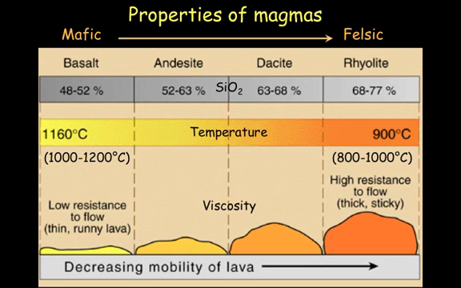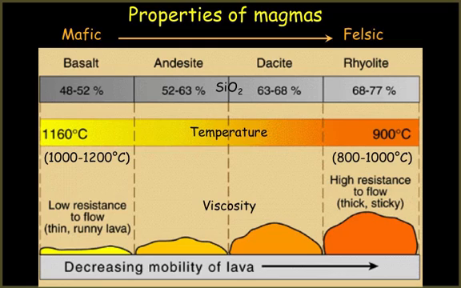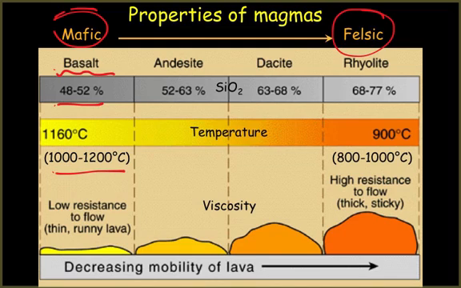Let's just look at the various properties of magmas, and this on the left-hand side of this diagram is looking at more mafic lavas versus more felsic lavas or magmas. So we're starting with a basaltic lava or a basaltic magma. Those have silica contents on the order of 50%. And those lavas are also very hot in comparison to felsic lavas. So hot meaning 1,000 to about 1,200 degrees Celsius. And these are very runny, thin, not very viscous lavas.